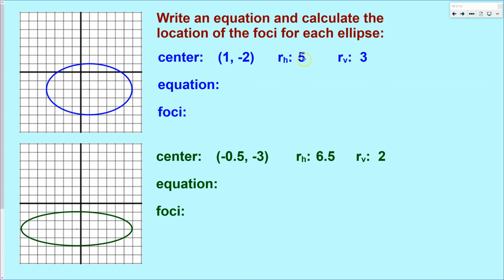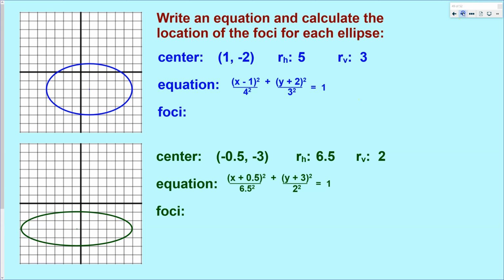The equation, so the 5 is going to go under the x term, and that's going to be considered your a value. Your 3 is going to go under the y value. Right here, this one's slightly off center. So we have to count. This is 1, 2, 3, 4, 5, 6.5, and it's up 2 units, it looks like. So even if you have a decimal, don't freak out. This is going to go under our x term, and this is going to go under our y term. So our finished equations look like that.